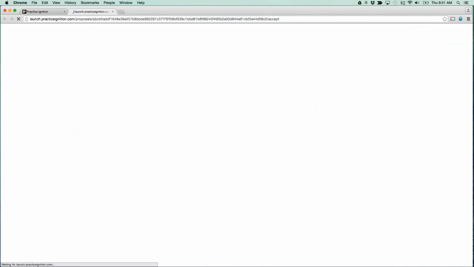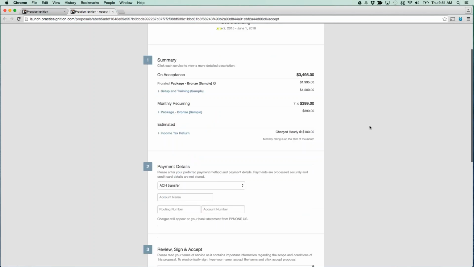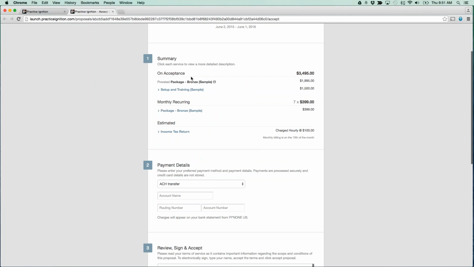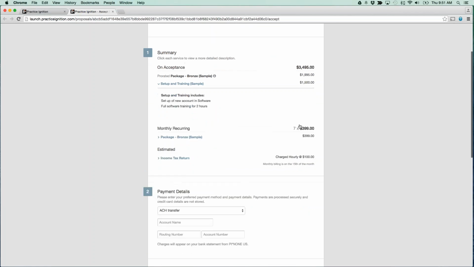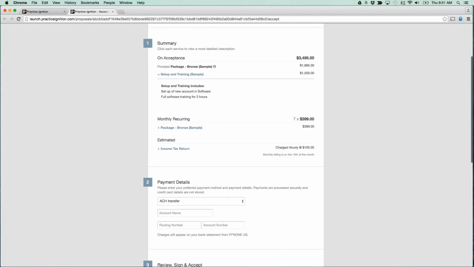The client's going to get an email with a link to a nice branded accept page. It'll have your logo, it'll have your company colors, it'll look like you, and it'll have a summary for them. All right, this is what we're doing, this is how much it costs, this is the schedule you're going to pay me on. They can enter their payment details, and the way the payments work for us is super simple. Because we have all this information about what's going to be charged to the client and when, the payments are fully automated. They enter their details, and it just goes.